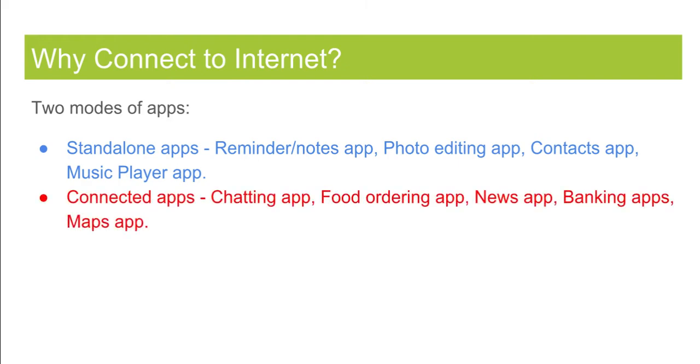The other category of the apps is connected apps, those ones which need internet inherently to achieve their desired feature. For example, chatting apps, they need server connectivity to transfer message from one client to another. Food ordering app needs server connectivity to upload the order, and the server then will transfer the order to the required restaurant. News apps, server connectivity is obviously needed to get news feeds from the desired news website.